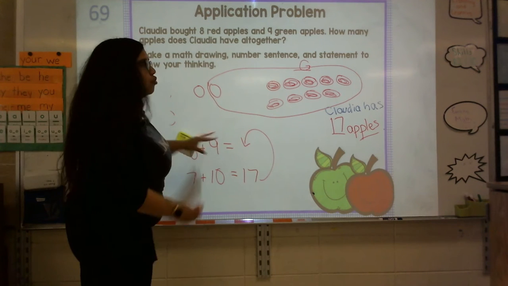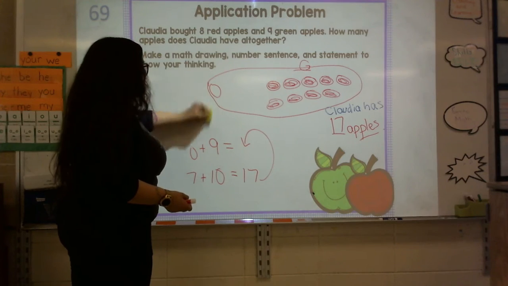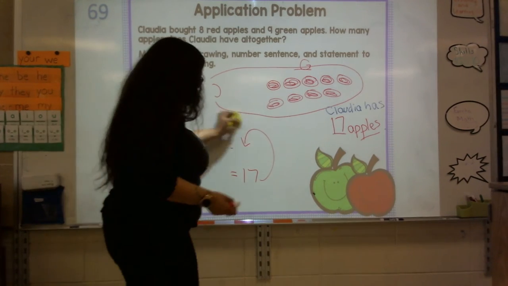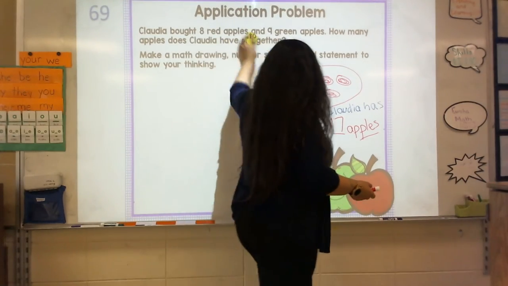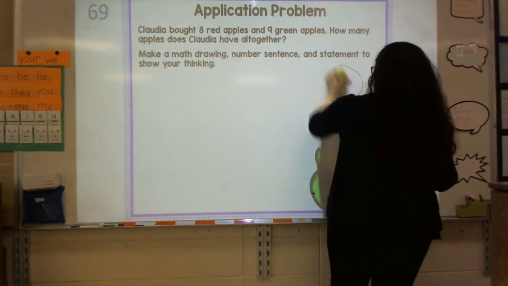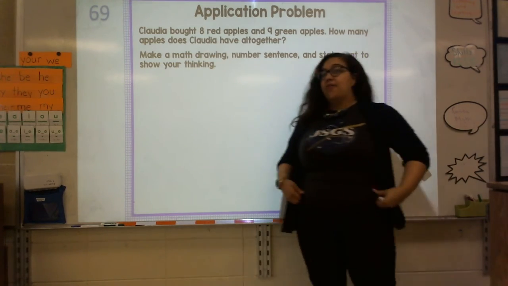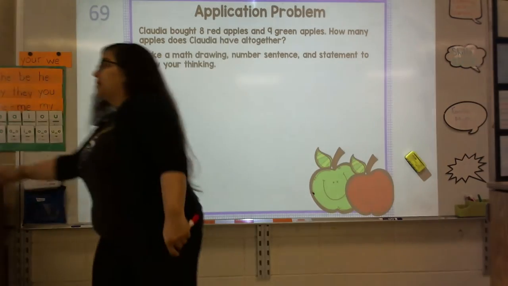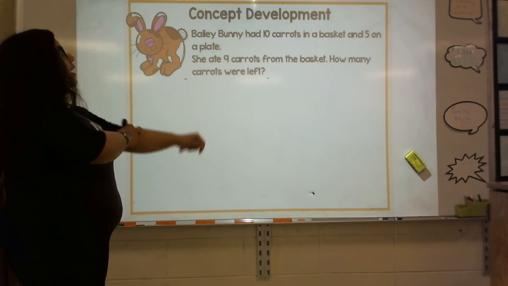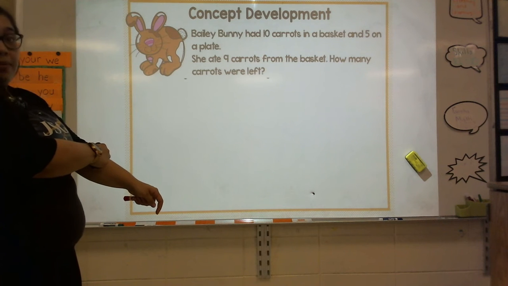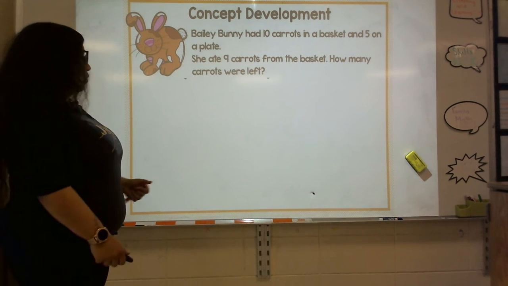So we said subtracting is when we're taking away. So that means we're going to be taking away within 20 now. All right, so let me show you what I mean first, and then we'll get working on a few of them together. All right, so what we have here, it says, Bailey Bunny had 10 carrots in a basket and 5 on a plate. She ate 9 carrots from the basket. How many carrots were left?